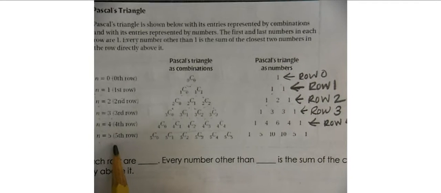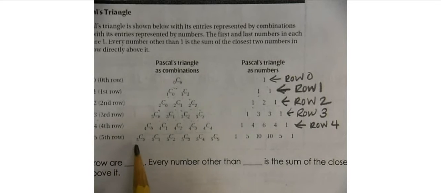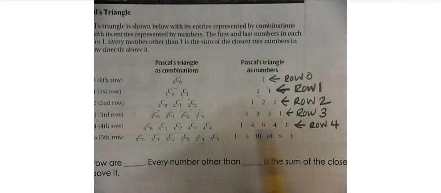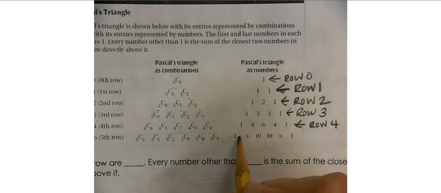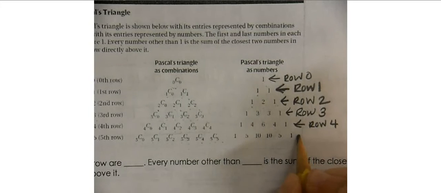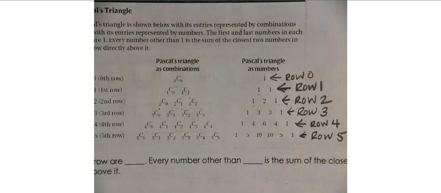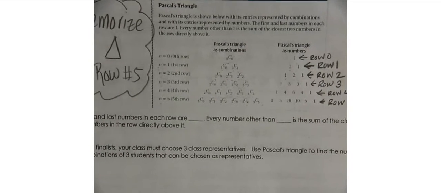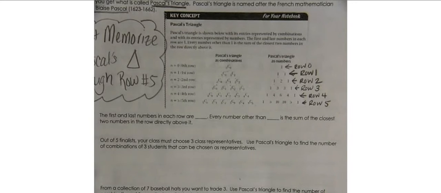And then row 5, n is equal to 5. So we have 5 choose 0, 5 choose 1, 5 choose 2, 5 choose 3, 5 choose 4, 5 choose 5. And if you were to put all of those values into your calculator, you will end up with the values being 1, 5, 10, 10, 5, 1. And this represents row 5. So you might ask yourself, how on earth am I supposed to memorize this triangle? There's got to be some kind of pattern. And you're absolutely right, there is. So here are some clues for patterns for helping you to memorize this triangle.